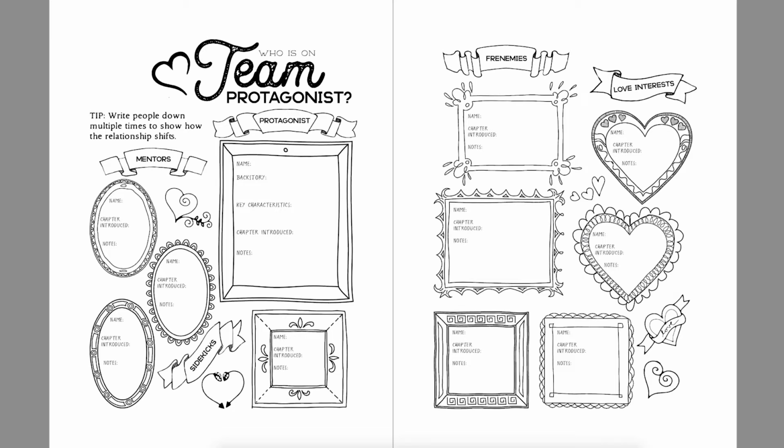So the question is, who is on team protagonist? I've laid this out very similarly to basically a set of wall fixtures, frames that you would hang on the wall, kind of like a family tree. So I have the protagonist, the different mentors, and then sidekicks, frenemies, and love interests for the protagonist. For each of these relationships, I have the name, the chapter that they are introduced in, and then notes.